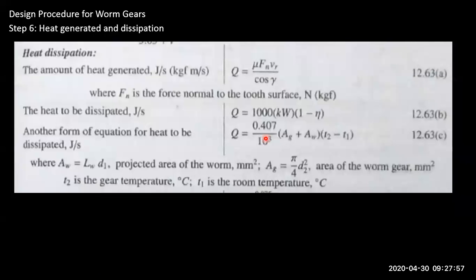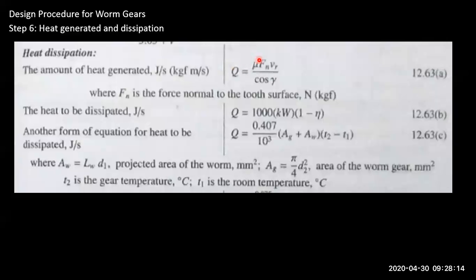And the next and the last step. So this is the last step when we start off with the numerical: the heat dissipation. For the heat dissipation, we have 2 formulae here. So the first formula will find the value of Q.